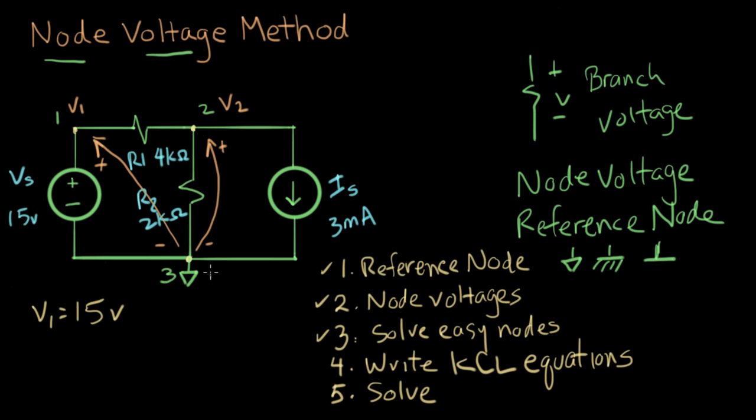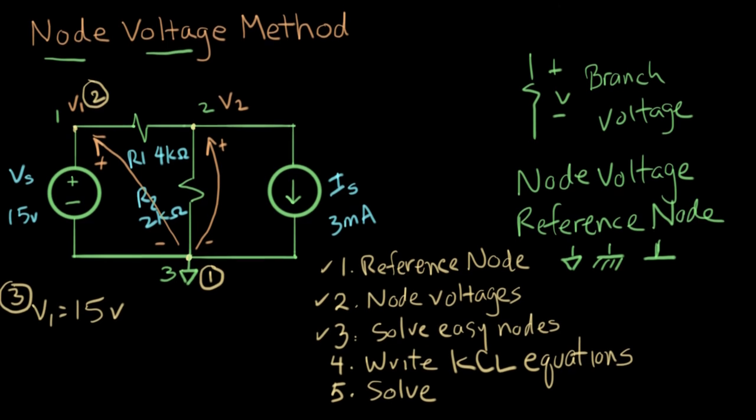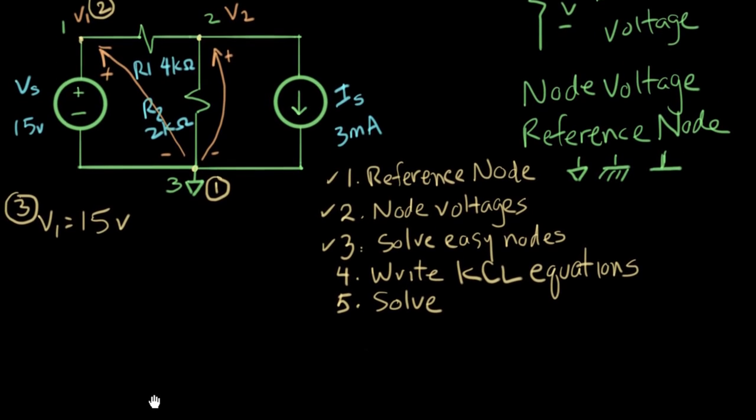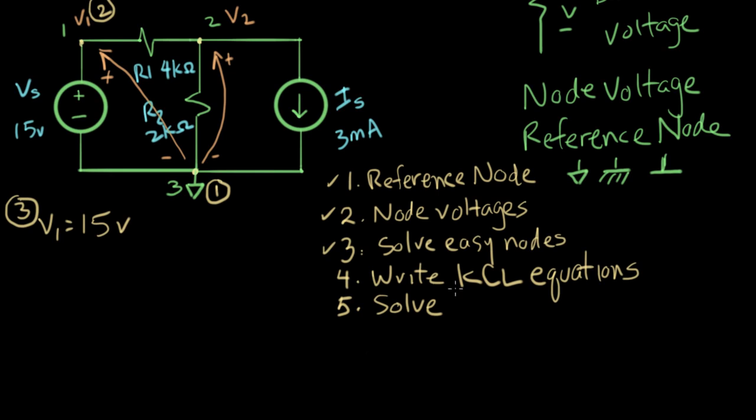Let's label the steps. Here's step 1. Here's step 2. And here's step 3. Now we're ready to go to step 4, and let me move up a little bit. Step 4 is write the Kirchhoff's current law equations directly from the circuit. And we're going to do this in a special way. The current law, we're going to perform at this node here, at node 2. We're going to write the current law for this.